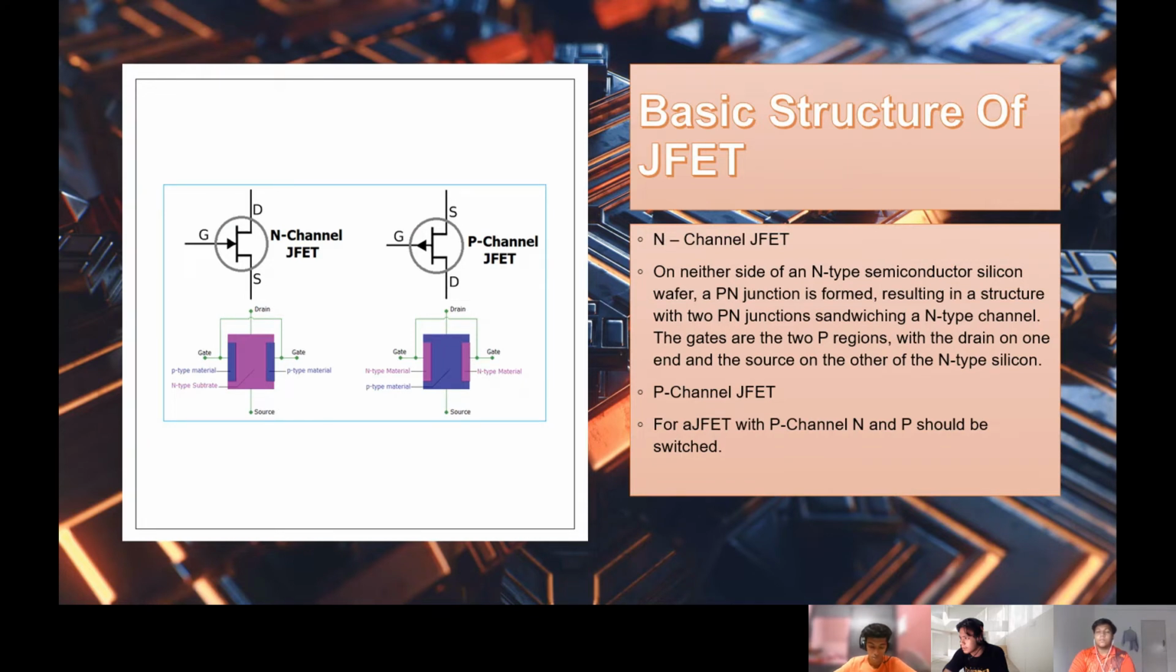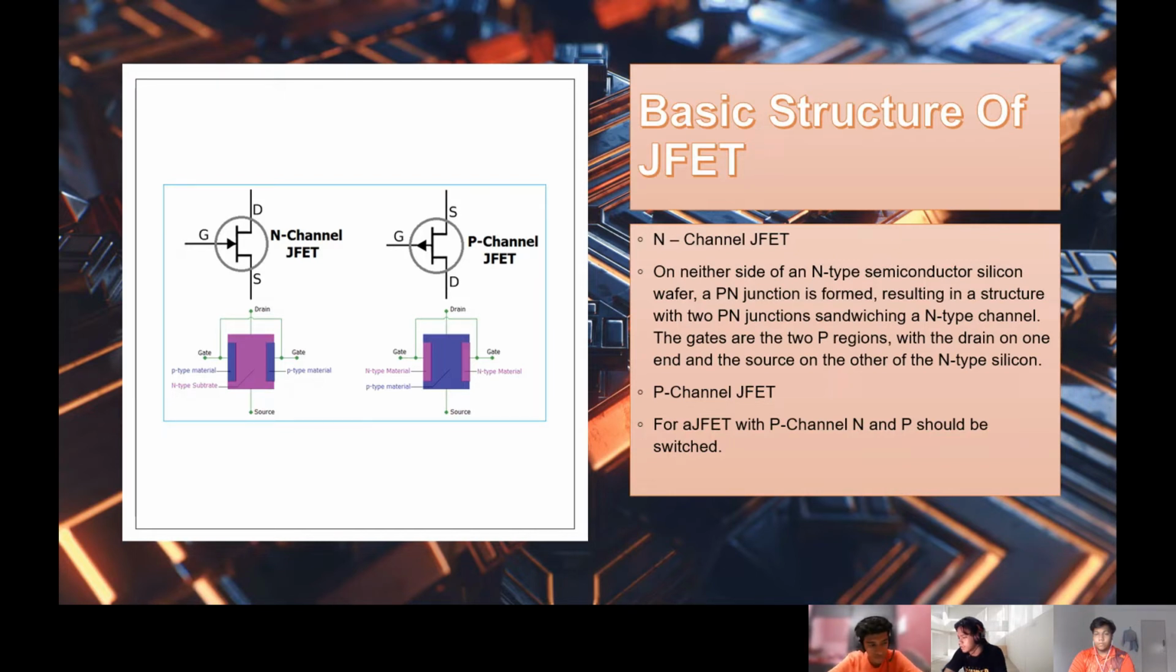Next I will explain about the basic structure of JFET. Basic structure of JFET, N-channel JFET. On either side of an N-type semiconductor silicon wafer, a PN junction is formed, resulting in a structure with two PN junctions sandwiching an N-type channel. The gate is the two P regions, with the drain on one end and the source on the other of the N-type silicon.